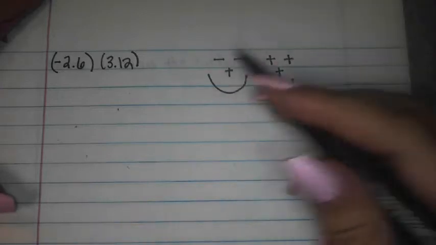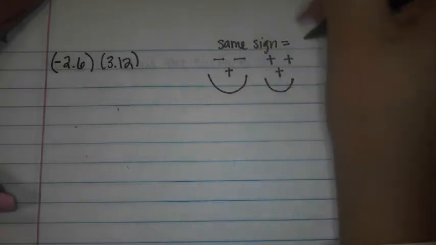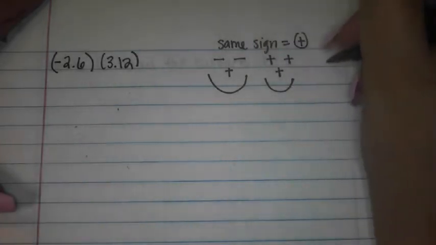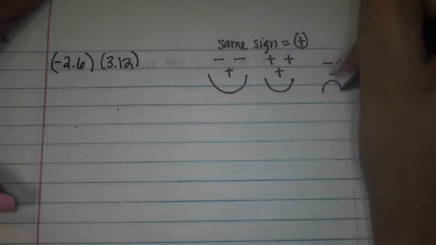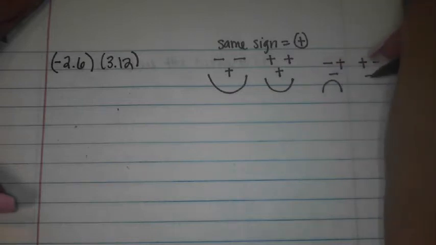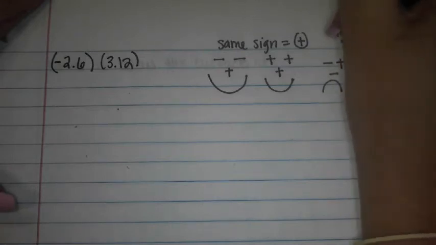If the signs are the same, your answer is going to be positive. So if they're both positive, the answer is positive. If they're both negative, the answer is positive. Same sign equals positive. Now, if you have different signs, then your answer is going to be negative. So I'm going to put different sign equals negative.